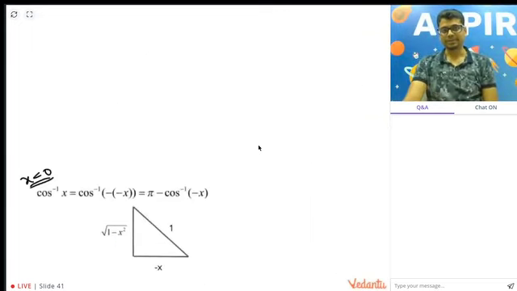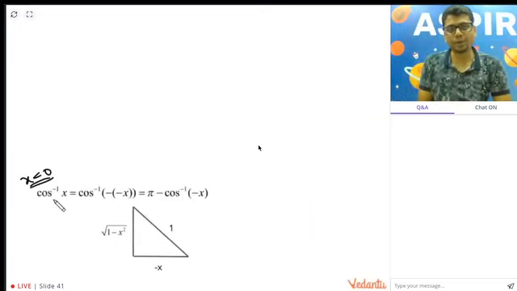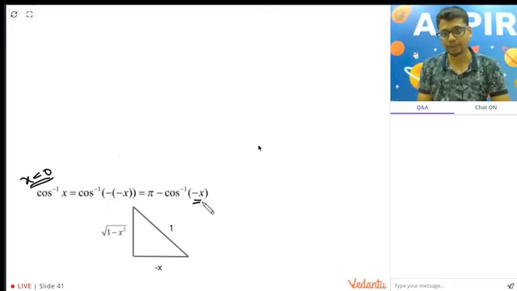That's it. So same here, cos inverse x. I'll write cos inverse minus of minus x. And what about cos inverse minus t? It is pi minus cos inverse t. And this is positive, so I can see this as base upon hypotenuse, and hypotenuse I can see as 1.